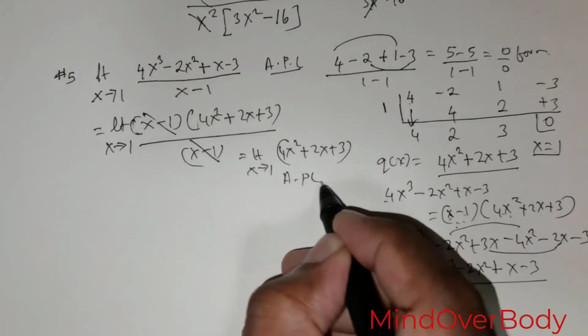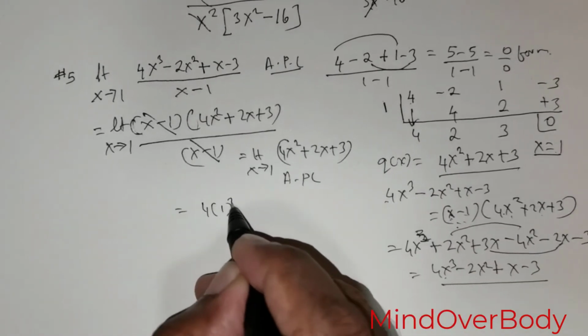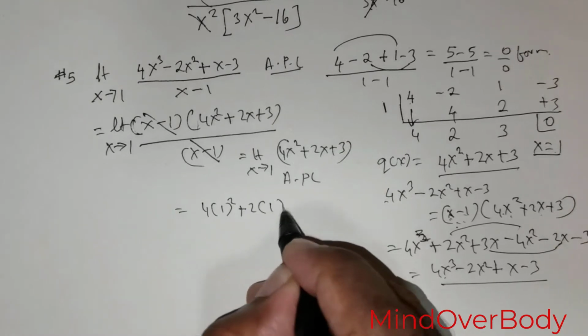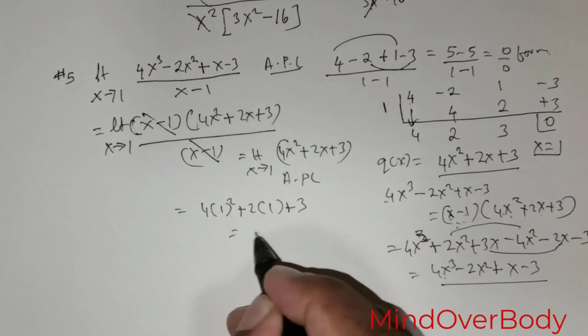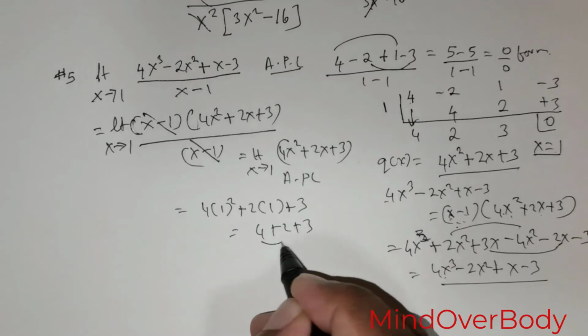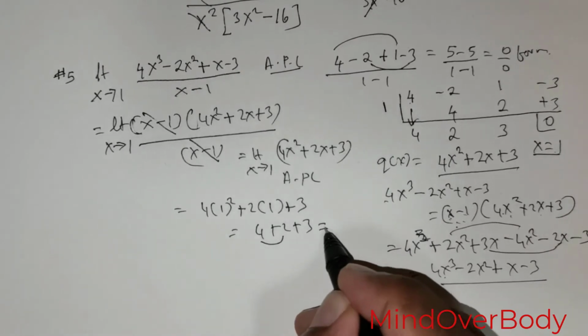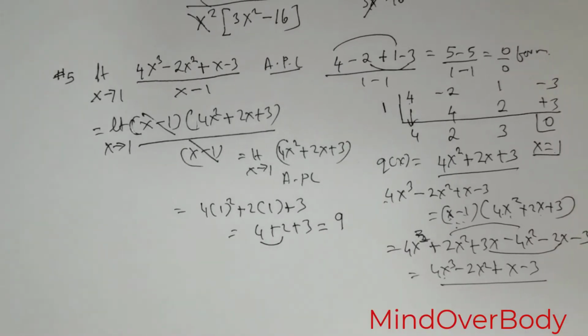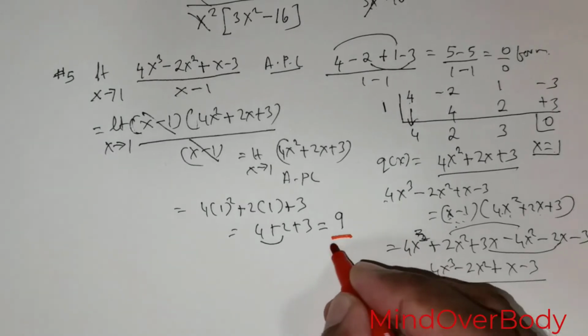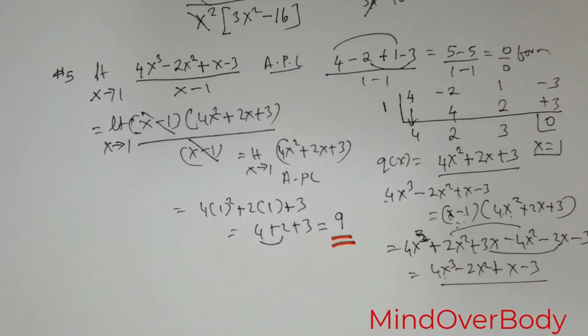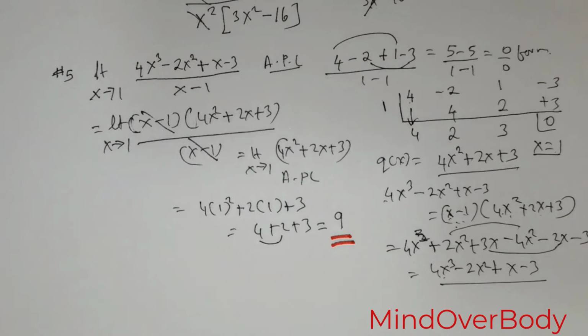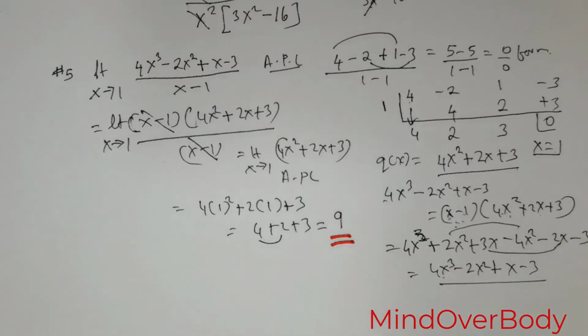Now I apply the limits, so this is going to be 4 times of 1 raised to the power of 2 positive 2 times of 1 positive 3. This is 4 positive 2 positive 3, 4 plus 2 is 6, 6 positive 3 gives me 9. So this is the limit for this particular function. So having done all these questions using the technique of factorization, we move on to the next topic.